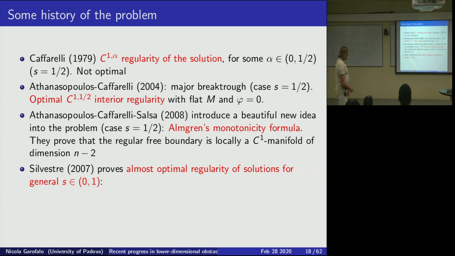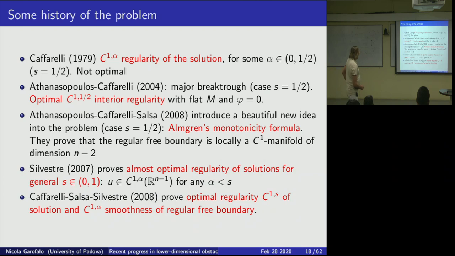In 2007, in his PhD thesis, Silvestre proves that there is almost optimal regularity for the solution for general s. So he shows that u is in C^{1,alpha} for any alpha less than s. But the conjectured sharp regularity would be C^{1,s}. And when s is 1/2, we would recover the Athanasopoulos-Caffarelli optimal interior regularity written here. In 2008, Caffarelli, Salsa, and Silvestre, Inventiones Mathematicae, proved that there is optimal regularity C^{1,s} of the solution and C^{1,alpha} smoothness of the regular part of the free boundary.